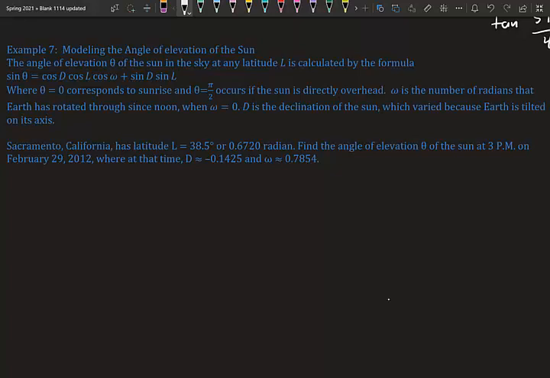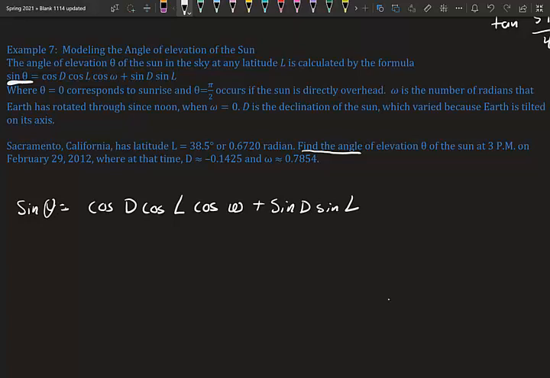Okay, so we are going to find the elevation of the sun at this specific time of day, this specific day in Sacramento, California. 100% factual, by the way. This is what we're doing. So we're going to use our formula, because it says to find the angle. Angle means theta. So we're going to be using our formula of sine theta equals cosine D, cosine L, cosine omega, we just do like a W with a loop through it, plus sine D sine L.